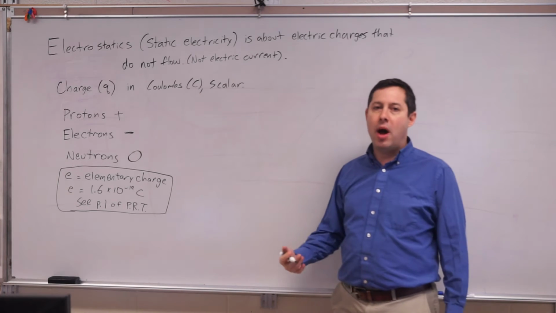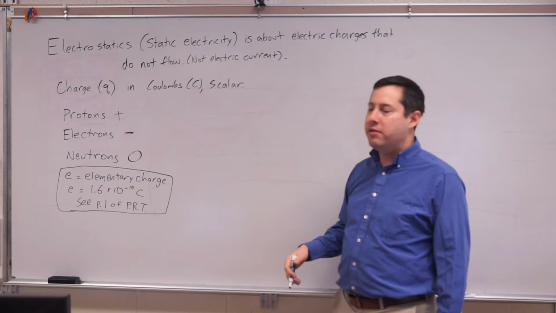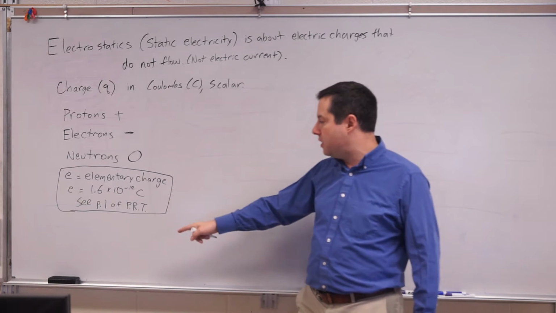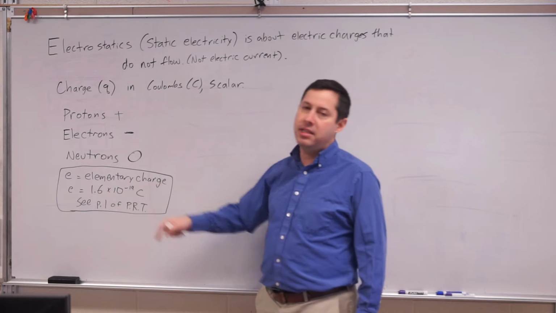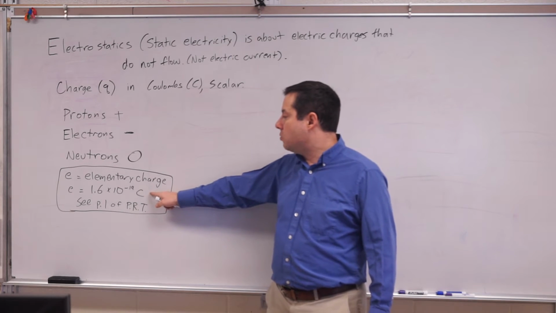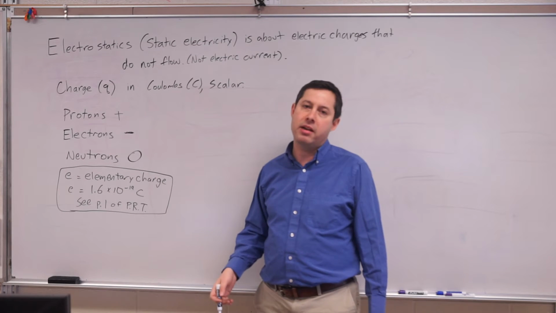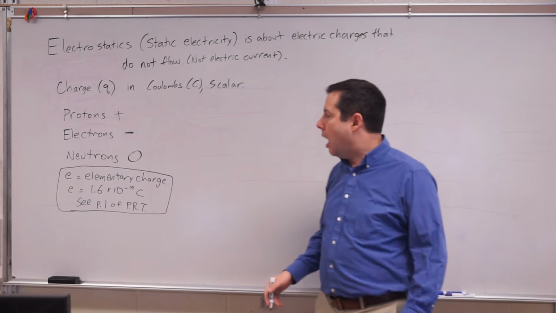Now we can actually quantify the size of this charge, and we do this by defining the elementary charge e. And e, if you look on the physics reference table, page 1, has a value of 1.6 times 10 to the negative 19th coulombs. So this value is what represents the variable e. e is 1.6 times 10 to the negative 19th. And you'll see this number crop up in a couple different places.